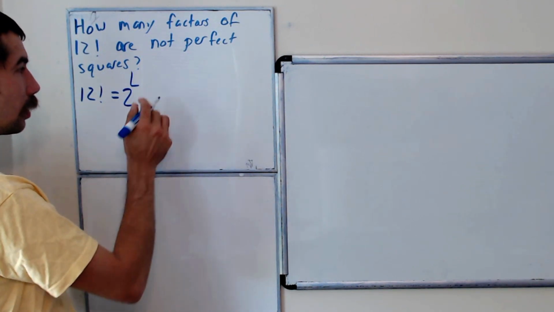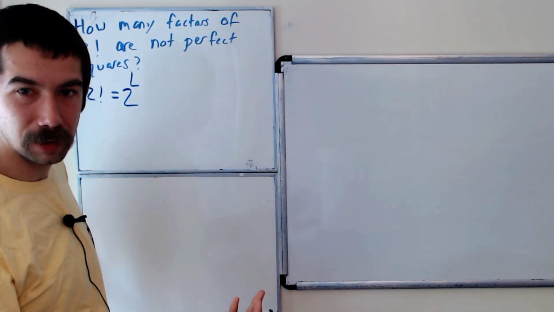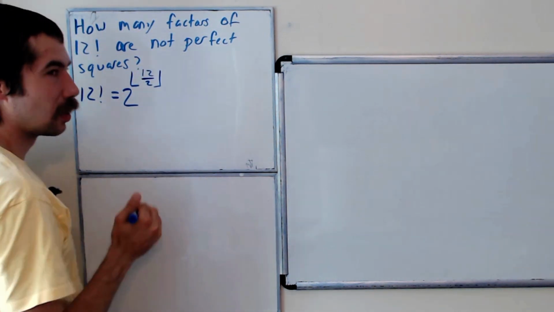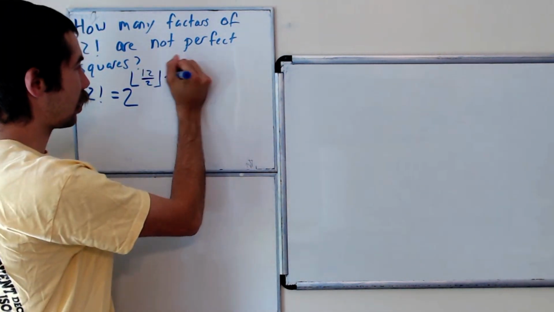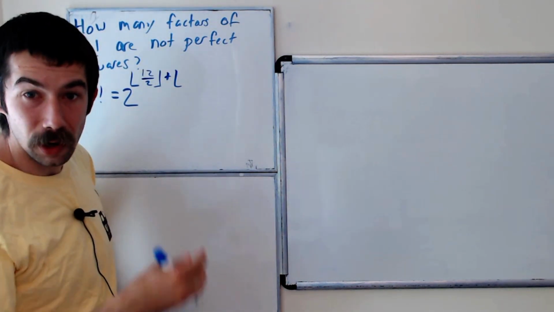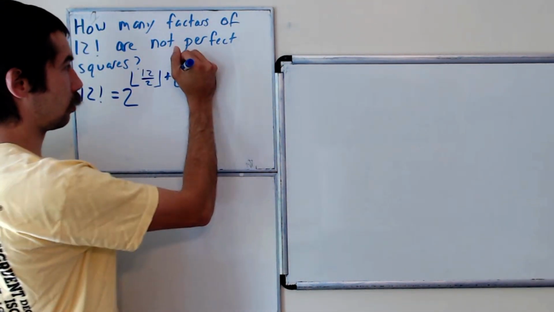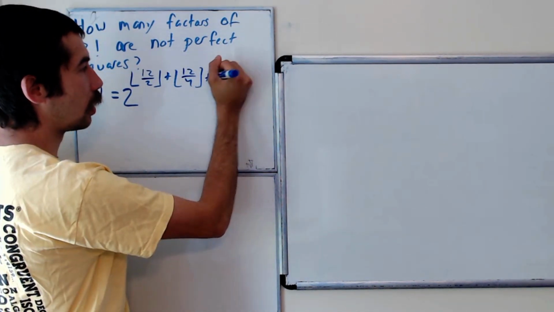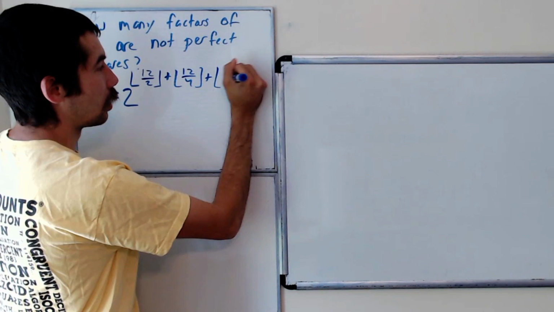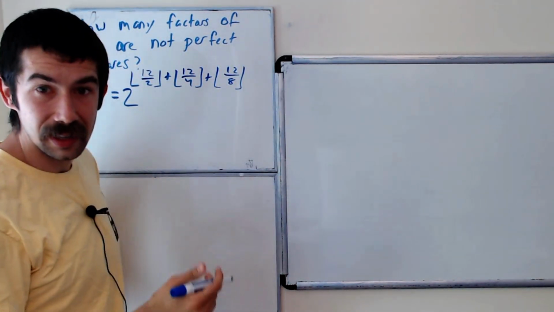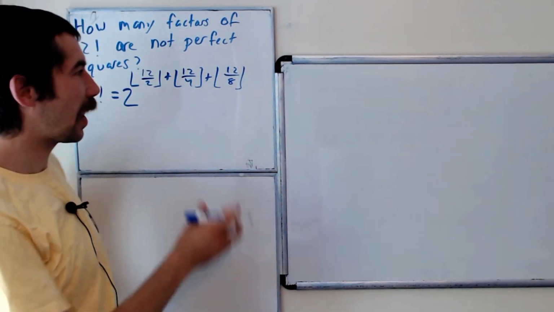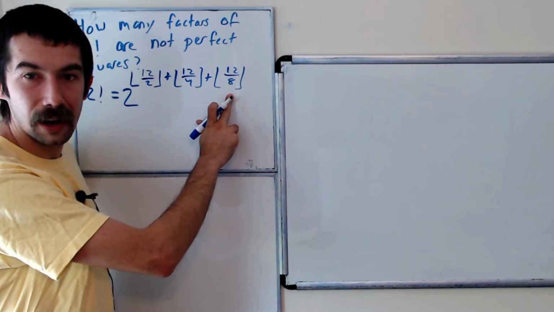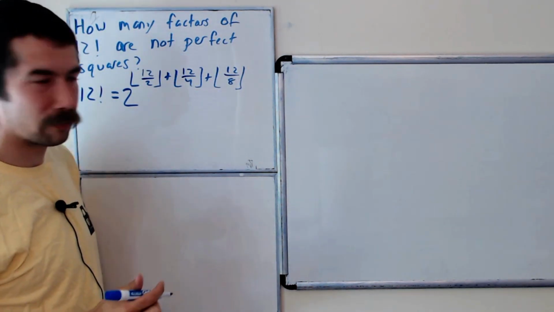Well, each even number contributes a 2. So how many evens are there? The floor of 12 over 2. But numbers divisible by 4 contribute an extra factor of 2. So that's the floor of 12 over 4. And then similarly, each number that's divisible by 8 contributes another factor. Okay, so this is the exponent of 2 in the prime factorization of 12 factorial.